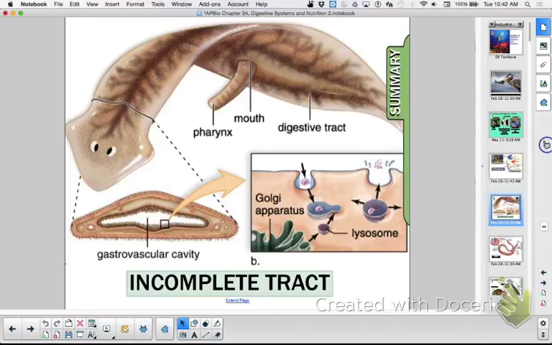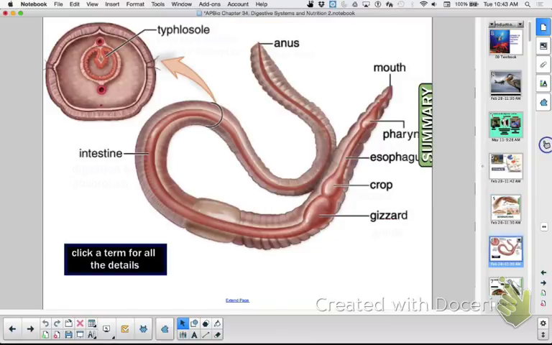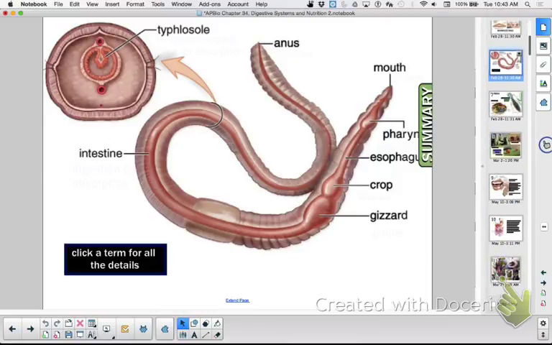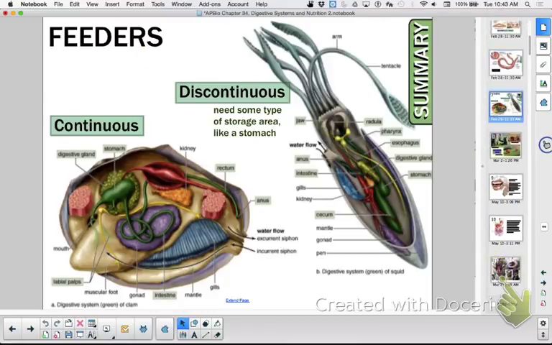We talked about incomplete digestive tracts and complete. What's the difference between incomplete and a complete one? One opening, whereas if you have an entrance and an exit, that would be a complete digestive tract or alimentary canal. We talked about continuous and discontinuous feeders. What would be more adaptive, continuous or discontinuous? Discontinuous.